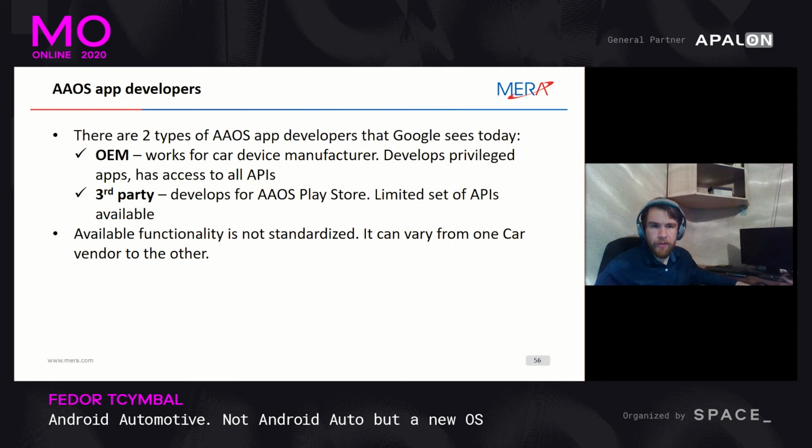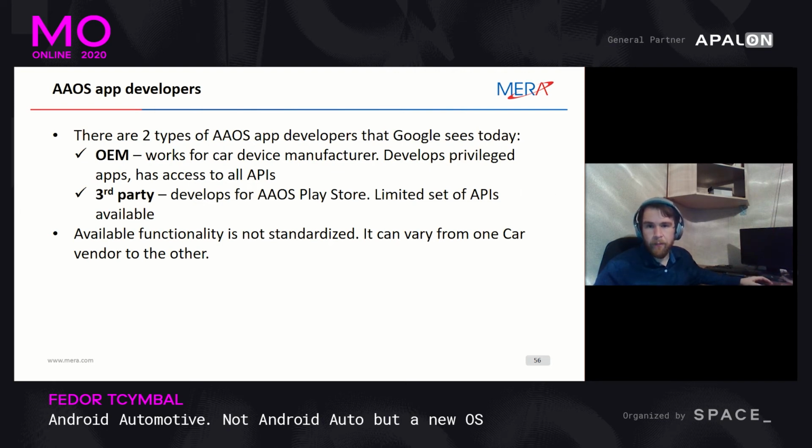The second type is third-party developer, that's someone who develops for Play Store. And not all the APIs, a lot of them are actually private right now. So only public APIs, and there are a limited set of them. And since it's a new system, it's not actually even standardized what APIs would be available, because there are not a lot of cars yet.